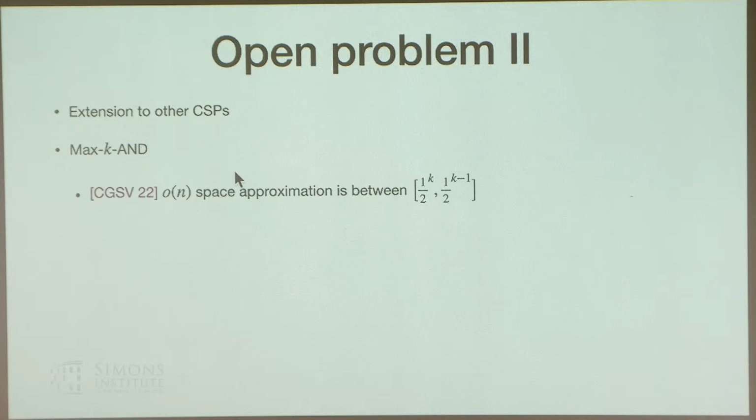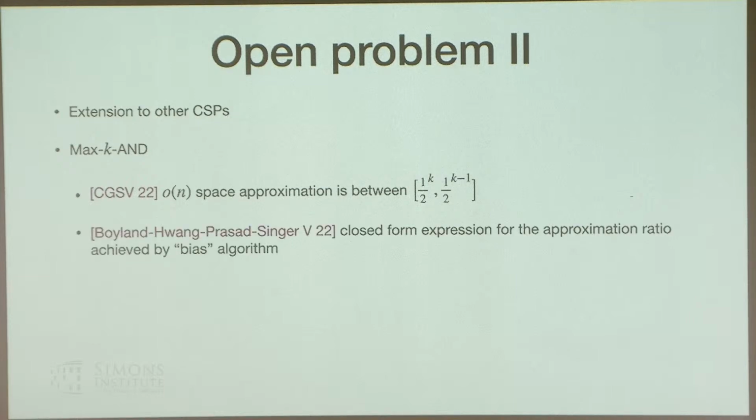In this work, we showed that if you look at little o of n space approximation, it's somewhere between the random assignment, whatever that gets for the CSP, which is half to the power k, and half to the power k minus 1. We already showed this part. And in a joint work with Boylan, Huang, Prasad, and Singer, we gave a closed form expression for the approximation ratio achieved by the bias algorithm, which is the best in little o of square root of n space.